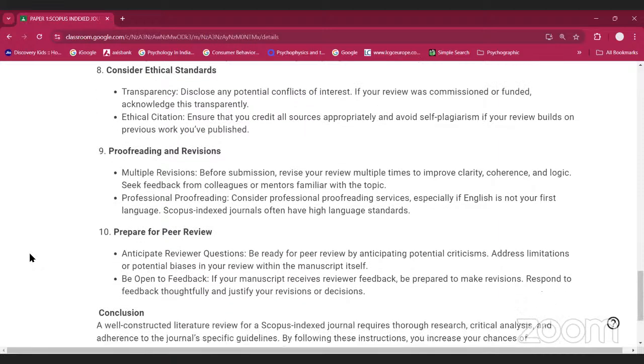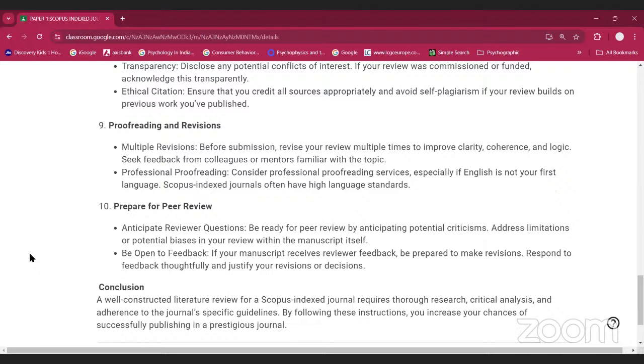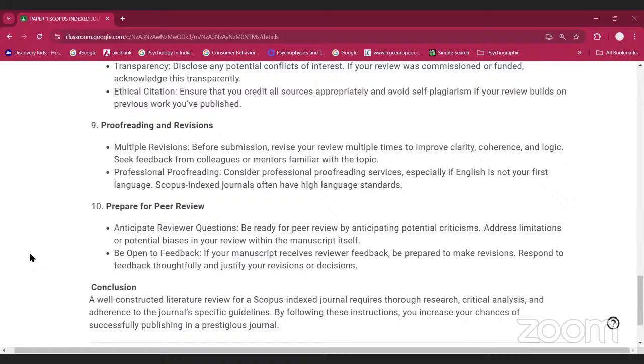Now, last one is prepare for peer review. Anticipate reviewers' questions. Be ready for peer review by anticipating potential criticisms. Address limitations or potential biases in your review within the manuscript itself. Be open to feedback. If your manuscript receives reviewers' feedback, be prepared to make revisions. Respond to feedback thoughtfully and justify your revisions or decisions.